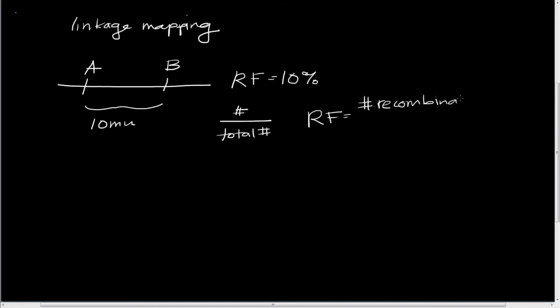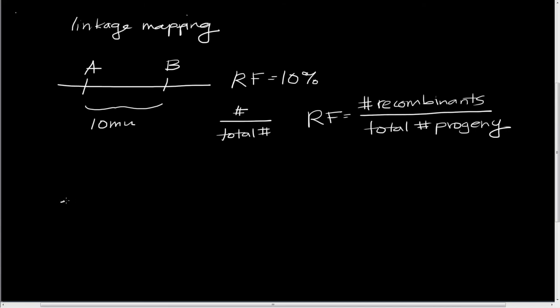And so in this case, the recombination frequency equals our number of recombinants in our progeny, divided by our total number of progeny. So that's where we're going to be coming from here. And so the first thing we want to figure out is, what does that mean for our classes of progeny? When we're doing linkage mapping, we're typically going to be doing test crosses where we cross a double heterozygote to a double recessive homozygote.